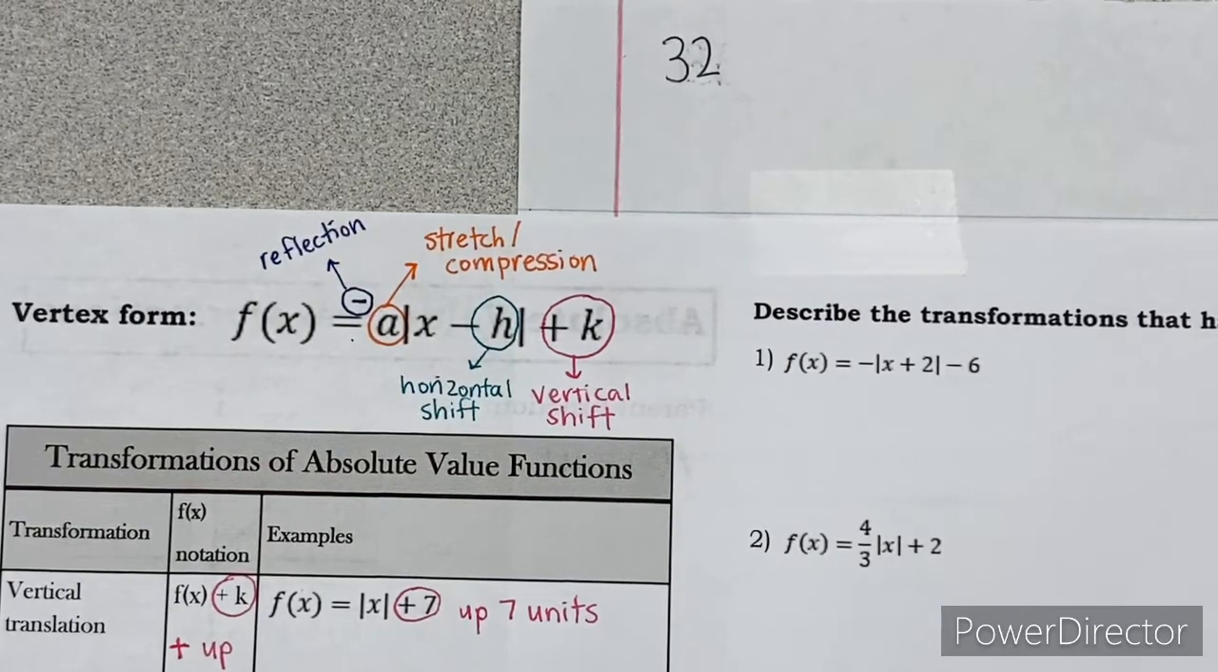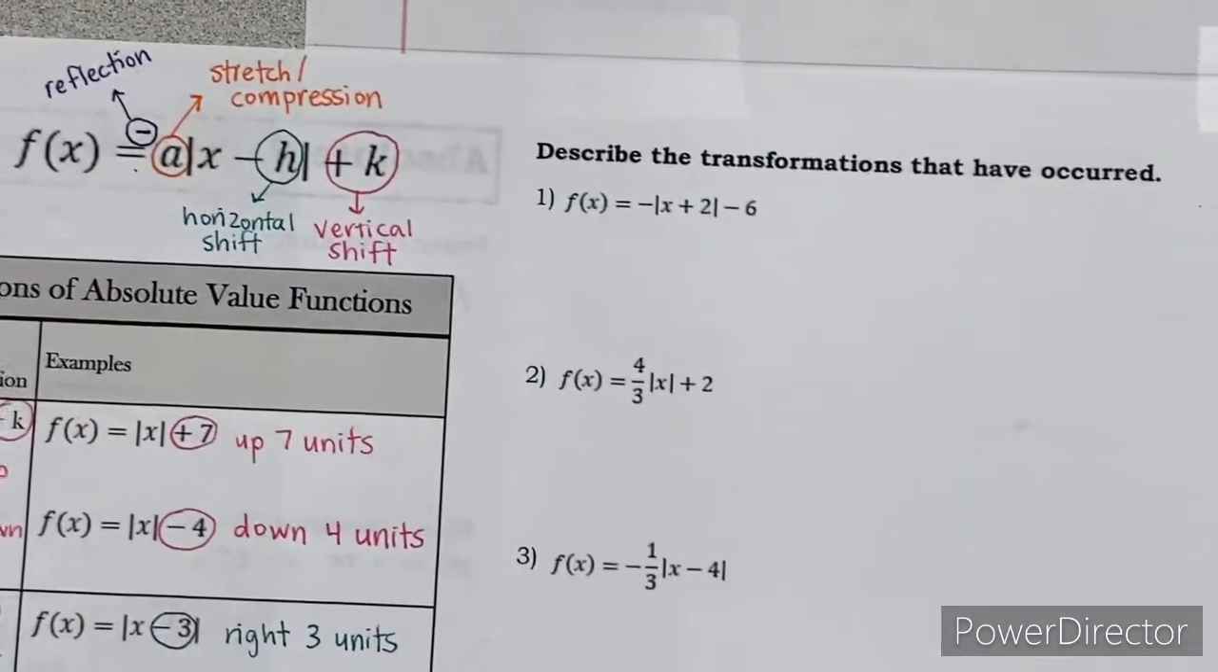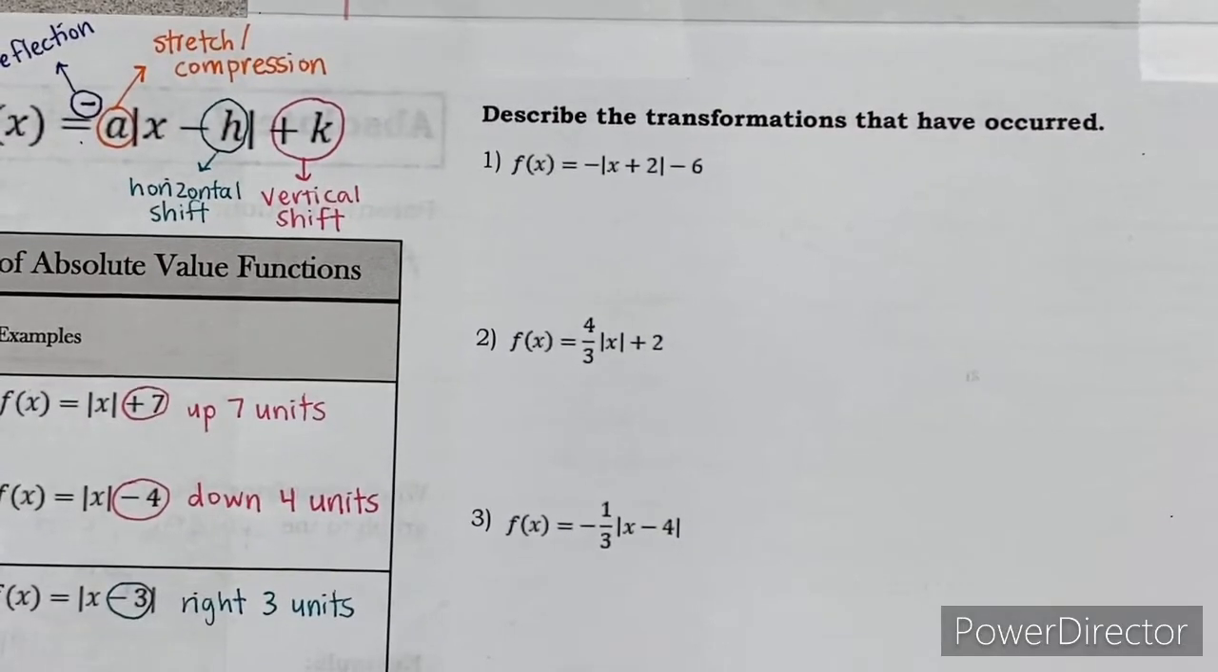Okay, so now go over here to the right side. I have 3 different equations for us to practice, just listing out the transformations that have happened. And then down there, I've got to write the equation part. So we're going backwards. So let's take a look at the first set of 3. It says, describe the transformations that have occurred. We are going to work these backwards. So I'm going to do number 3 and 2 with you, and then you're going to do number 1.